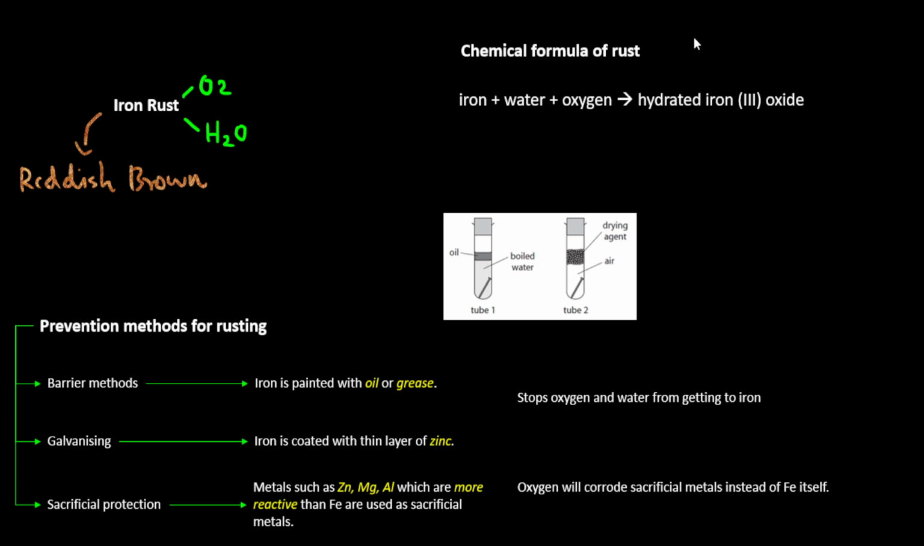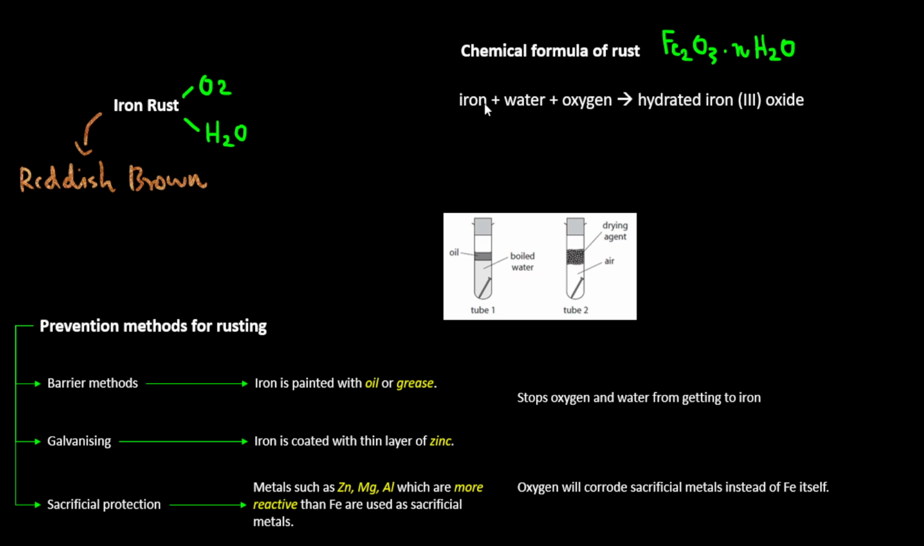So since this is iron 3 oxide, let's try to write down the formula. Since this is iron 3, this will be Fe3+ and O is 2-. So if we balance it, we would get Fe2O3. So since this is hydrated, we should have water molecules. But we don't actually know how many water molecules would be there, so we're going to write Fe2O3.nH2O. Alright.